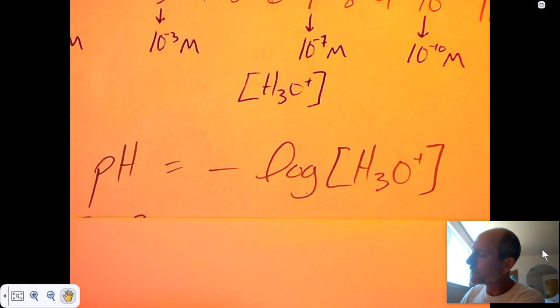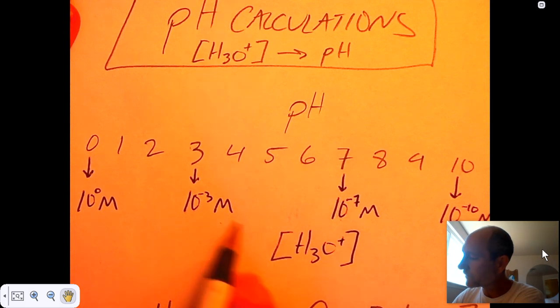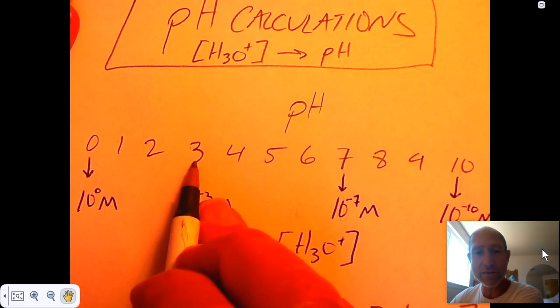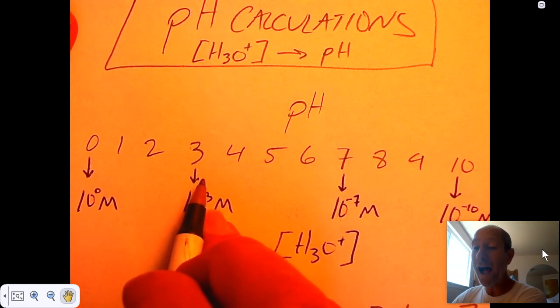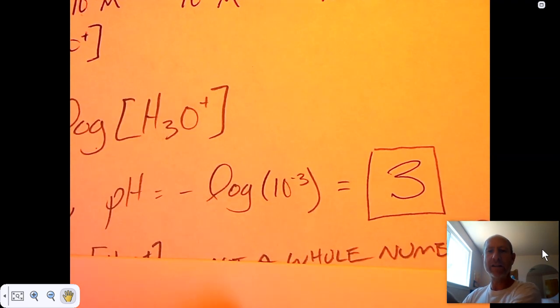And we already know that if you have a hydronium ion concentration of 10 to the negative 3, that your pH is 3. We already know this. That's nice. So now you know why it's 3. But, oh yeah, by the way, the answer here is 3. Yeah? 10 to the negative third.